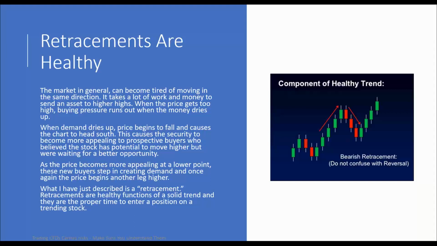The market in general can become tired of moving in the same direction. It takes a lot of work and money to send an asset to higher highs. When the price gets too high, buying pressure runs out when the money dries up. When demand dries up, price begins to fall and causes the charts to head south. This causes the security to become more appealing to prospective buyers who believe the stock or the asset has the potential to move higher. So if we're looking at a trend, price is moving up here, making higher highs, higher lows.